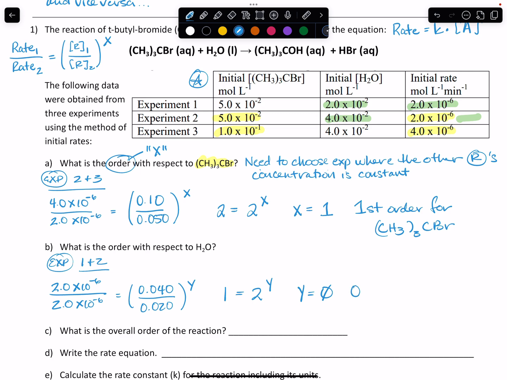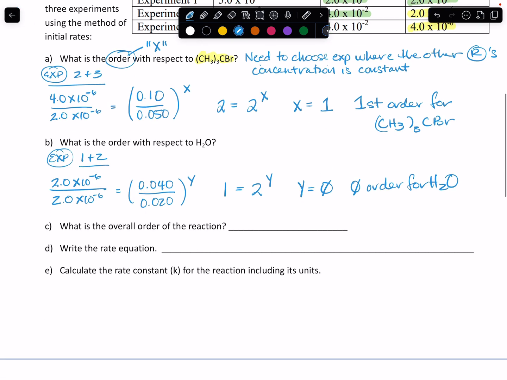All right, so this is 0 order for H2O. Now that means that the concentration of water has no effect on the rate of the reaction. All right. So when we write the overall order, we need to add these 2 values together. That will give me my overall order. So 1 plus 0 means the overall reaction order is first order.